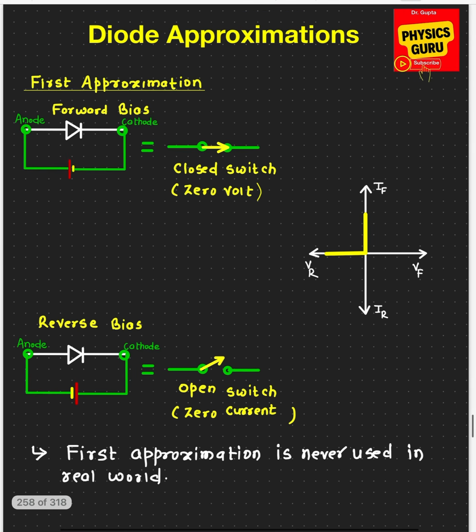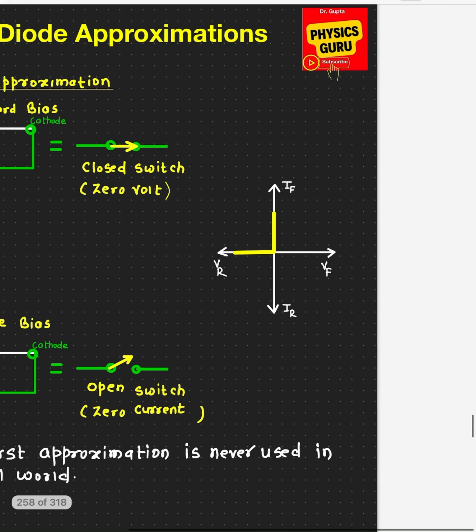So the first approximation is never used in real life. This is a very, very ideal approximation and is never used in the real world. You can see here, in the reverse bias, VR means the reverse bias voltage. Even as we increase the voltage, there is no current in the circuit. It does not matter how much voltage you apply, there will be no current in the circuit. So it's a very idealized approximation. Now let's talk about the second approximation.